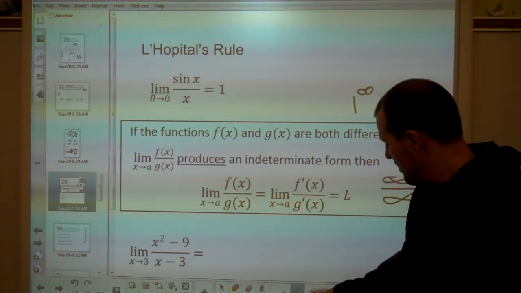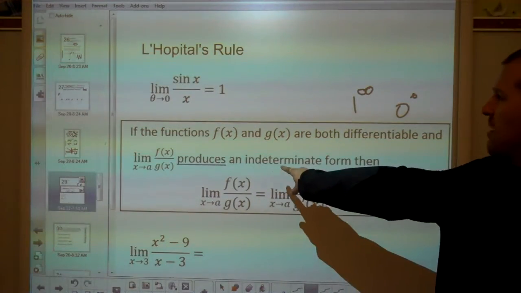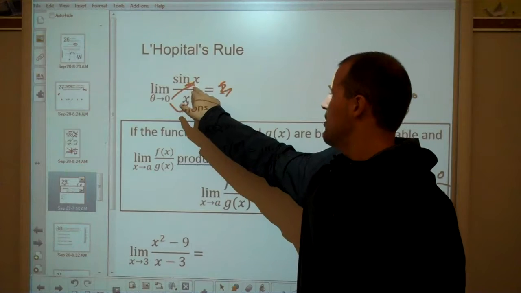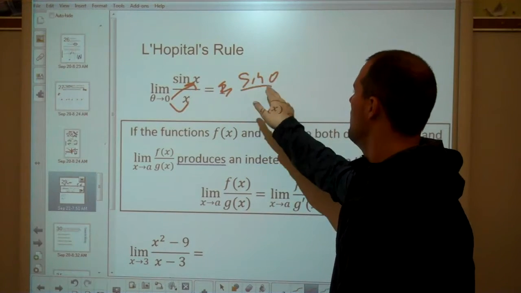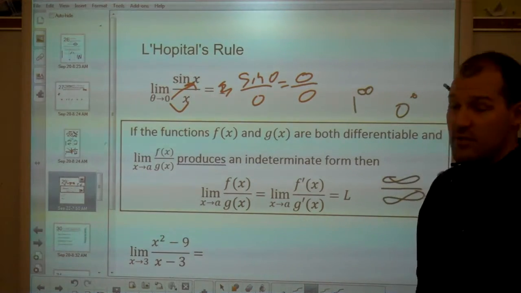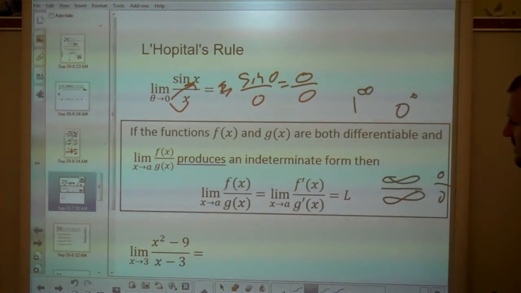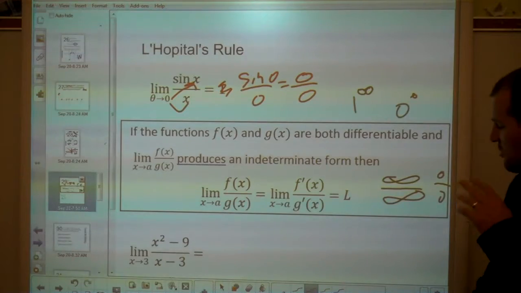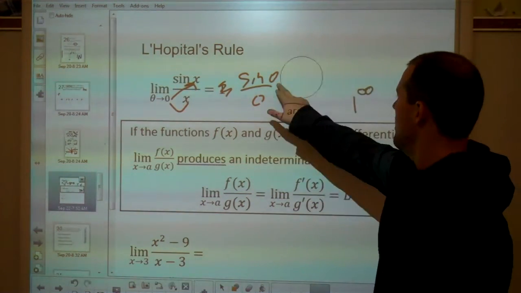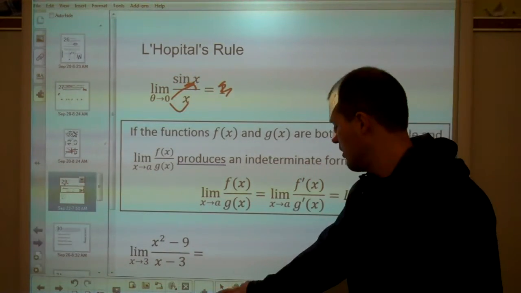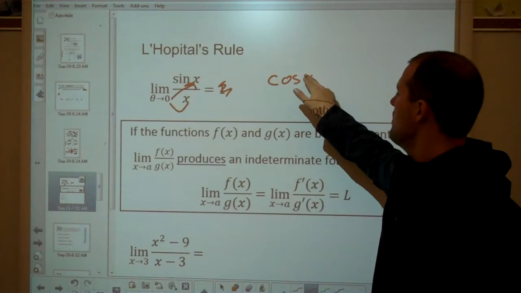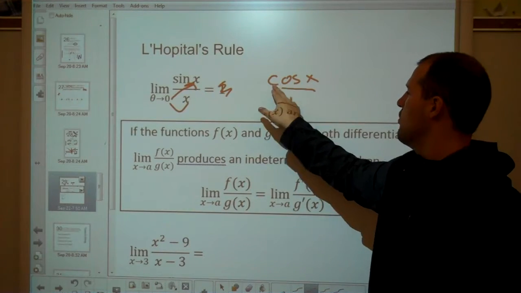First of all, let's verify that it is an indeterminate form, because you have to satisfy the hypothesis first. So let's see. If I plug in 0 there, and 0 there, I get sine of 0 over 0, which is in fact 0 over 0. Okay, so it is an indeterminate form, which indicates to us that L'Hopital's rule does apply. So what we're going to do then is we need to take derivatives of numerator and denominator independently. And here's what it looks like. We take a derivative of sine, that turns into cosine. Take a derivative of x, that turns into 1.